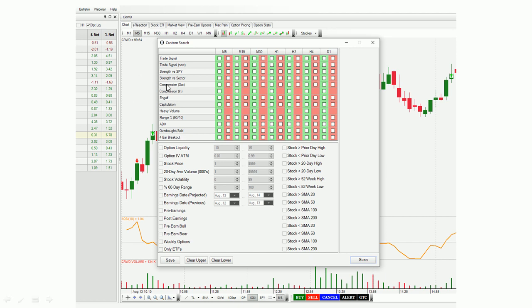But you can look for stocks that are strong relative to the S&P 500. We trade relative strength and relative weakness. That is our edge. Compressions, in and out, very powerful. We want stocks that are compressing because that means a breakout is about to come.